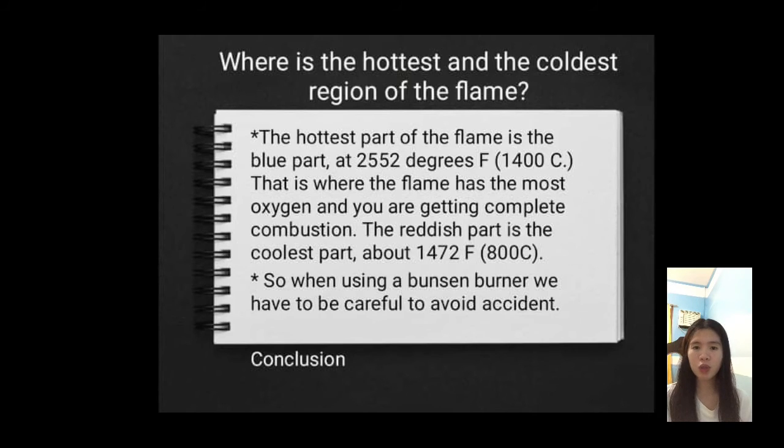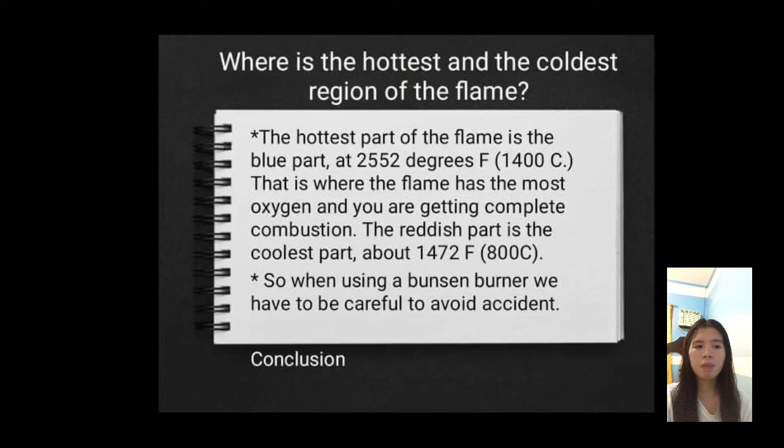So let's proceed to the conclusion. Where are the hottest and the coldest regions of the flame? The hottest part of the flame is the blue one, at 2552 degrees Fahrenheit. That is where the flame has the most oxygen and you are getting complete combustion. The reddish part is the coldest part, about 1472 degrees Fahrenheit.